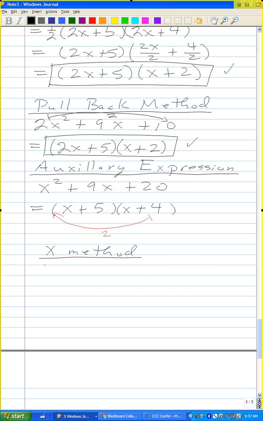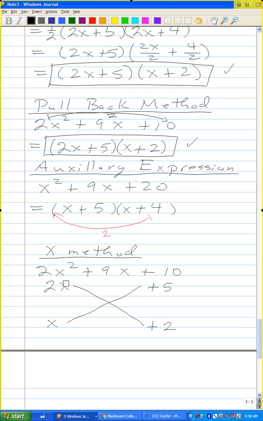We also have the x method, which is really just a notational way to do this. So I'll just draw a little cross here. It's what's going to be called the guessing method. You sort of guess a correct answer. So I have 2x squared, so I want to find two numbers whose product is 2x squared: 2x and x. I want to find two numbers whose product is 10, well, plus 5 and plus 2. Notice that they both have to be positive because of this term.